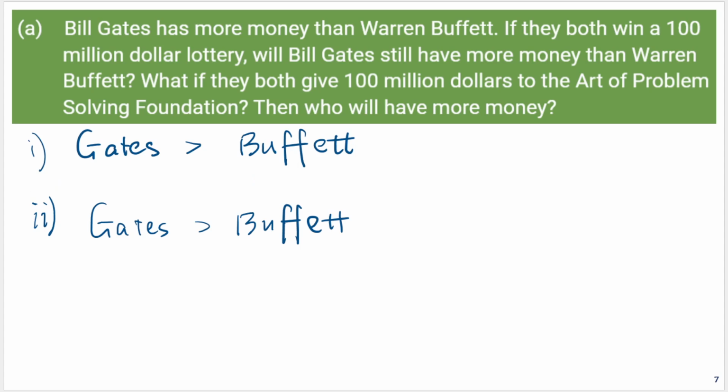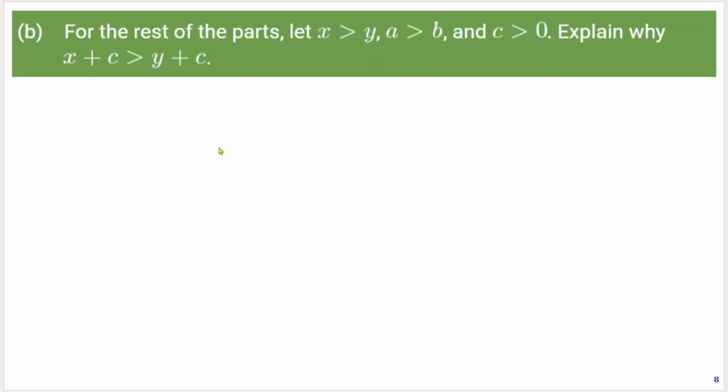So let's put it in an abstract way. For the rest of the parts, let x be greater than y, a greater than b, and c greater than 0. It seems that we will have this relationship, right? x plus c will still be larger than y plus c. Can you explain why? I'll give you 1 minute to think about this, all right?